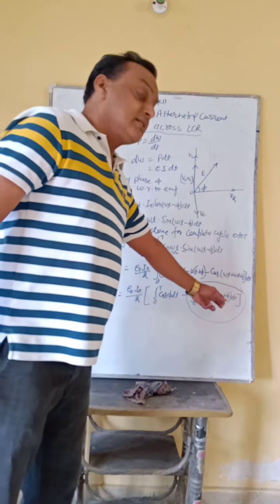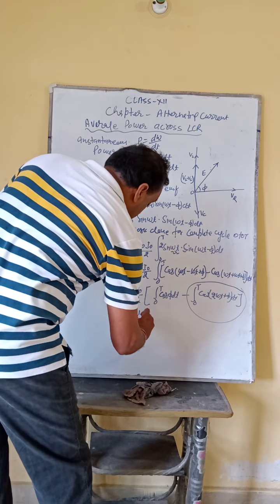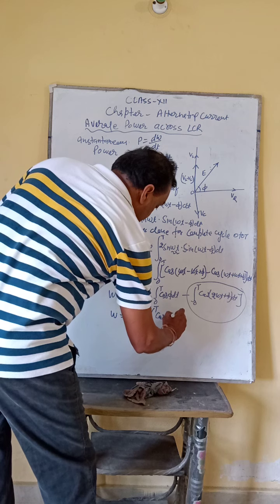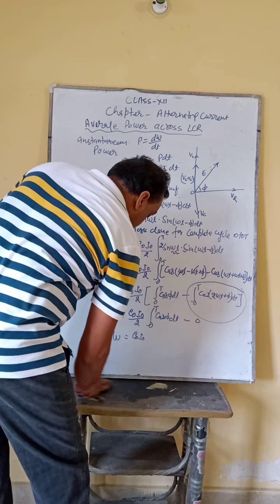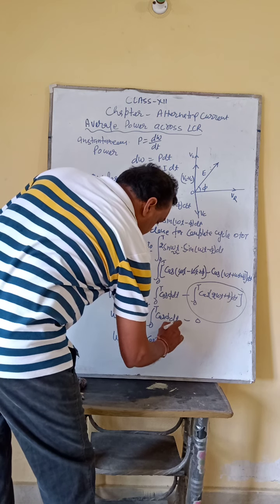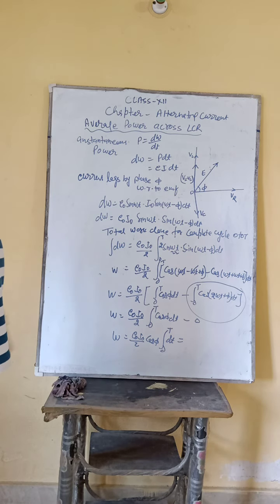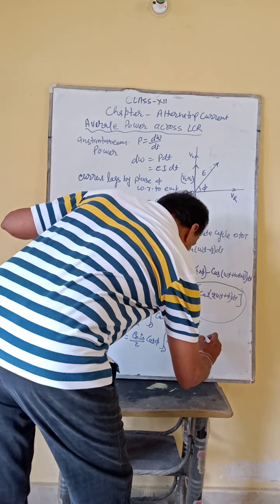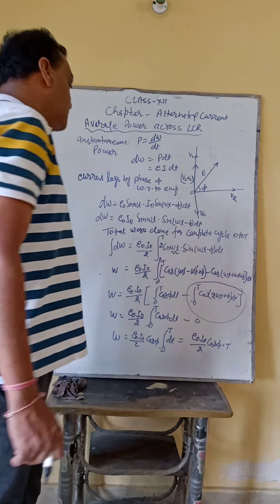Okay, this integration we can directly put as 0. So what is left: work done is equal to E naught I naught by 2, integral from 0 to t of cos phi dt. So W is equal to E naught I naught by 2 cos phi, which we have taken out, and here the integration 0 to t of dt will ultimately be capital T. So that is E naught I naught by 2 cos phi into T. So this is the total work done.